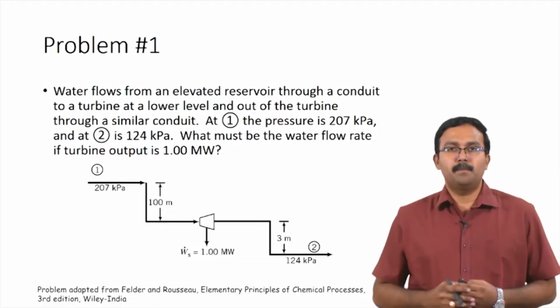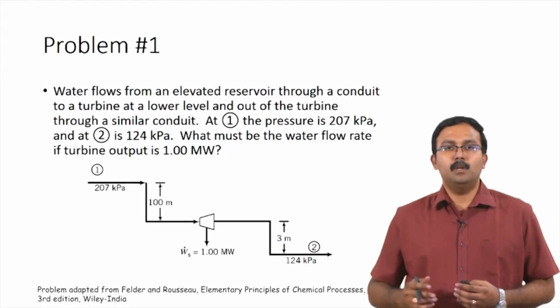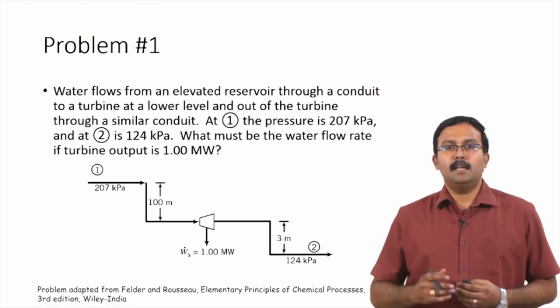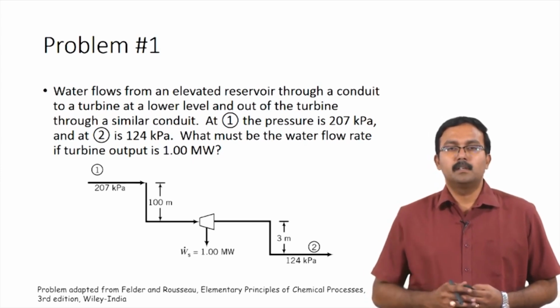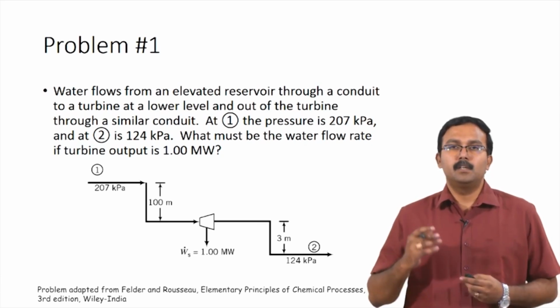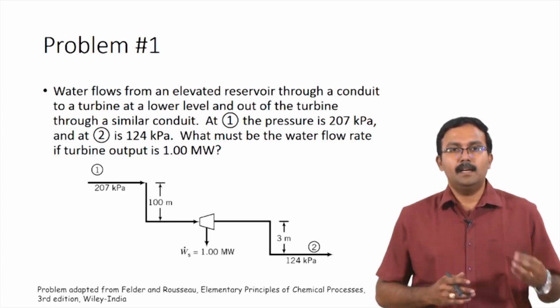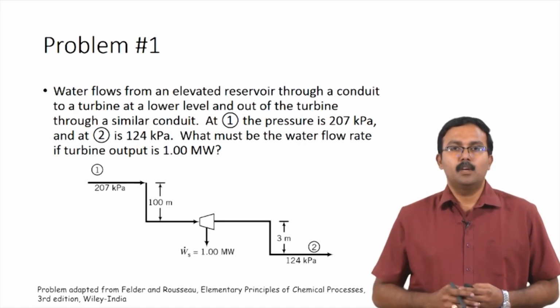Let us first start with the first problem. Here is the first example problem. Water flows from an elevated reservoir through a conduit to a turbine at a lower level and out of the turbine through a similar conduit. At point 1 the pressure is 207 kilopascals, and at point 2 the pressure is 124 kilopascals. What must be the water flow rate if turbine output is 1 megawatt?